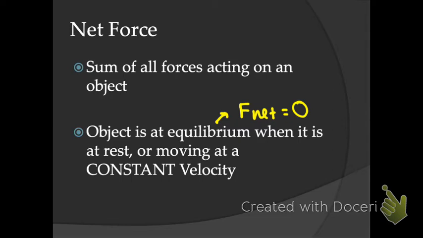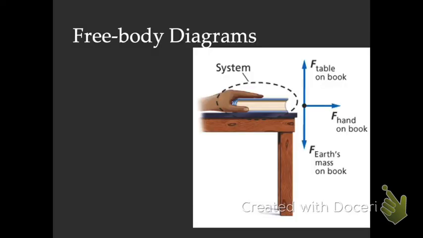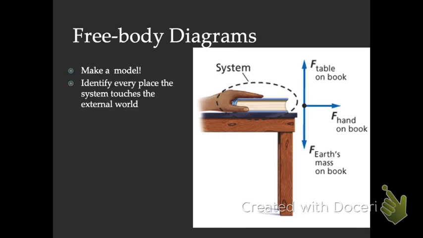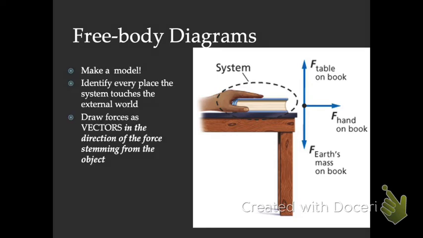All right, we're going to look at how we represent a force, and how we draw them. We already said we draw them with arrows, but we're going to draw a specific type of diagram called a free body diagram. So a free body diagram is basically a force model. We identify every place that the object touches the external world, or every force that's acting on it. We draw them as vectors in the direction of the force stemming from the object.